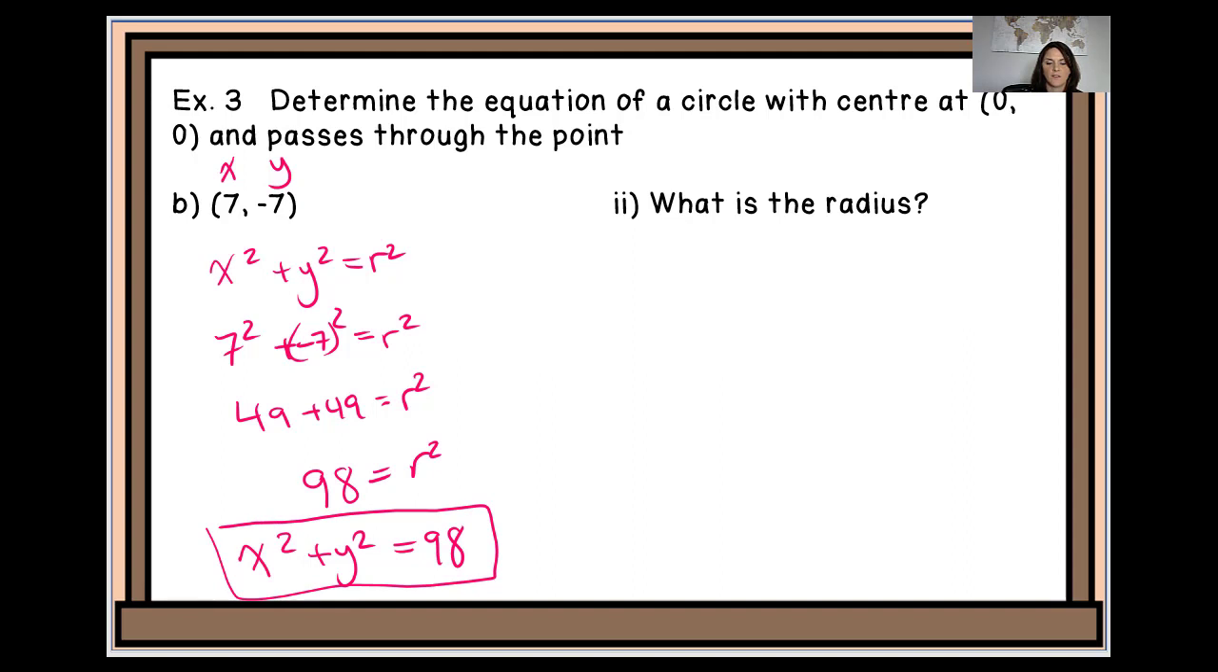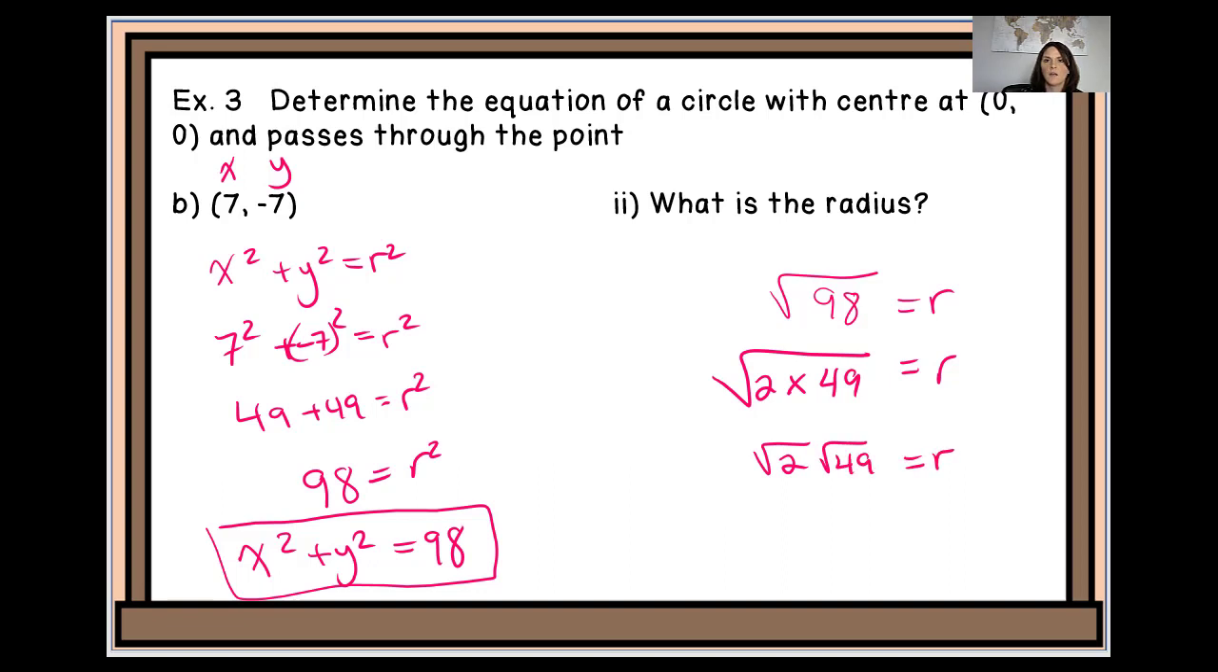And again, we're going to find the radius. So we're going to take the square root of 98. So 98 can be broken down into the square root of 2 times 49, or in other words, root 2 root 49. So the square root of 49 is 7, and I can't really reduce the square root of 2, so we're just going to leave that as 7 square root 2. And that is it.